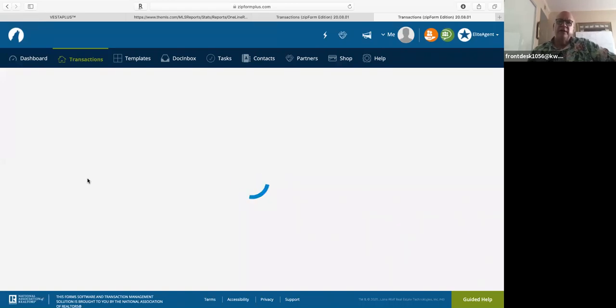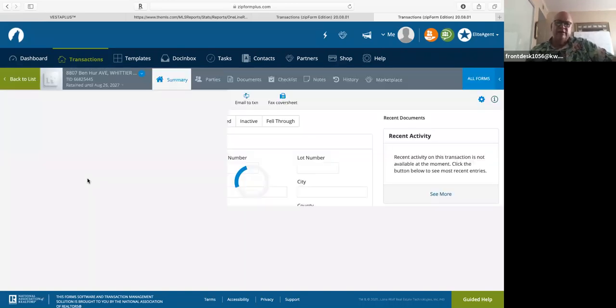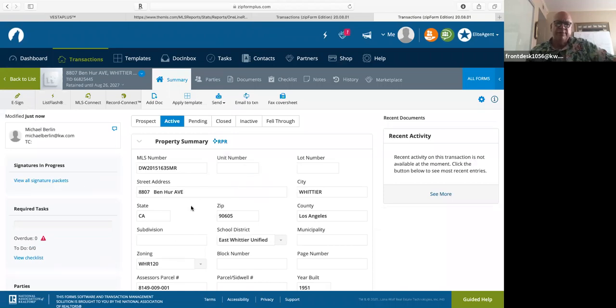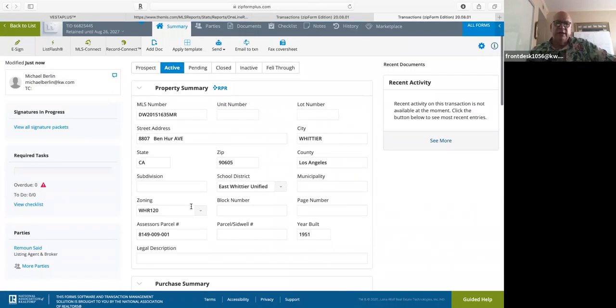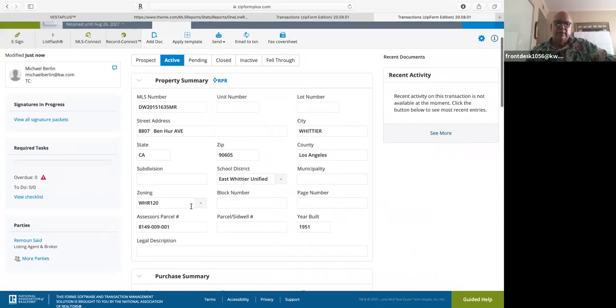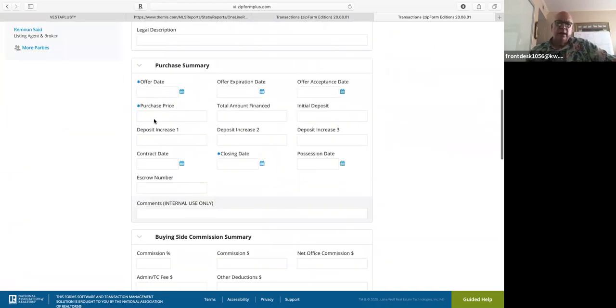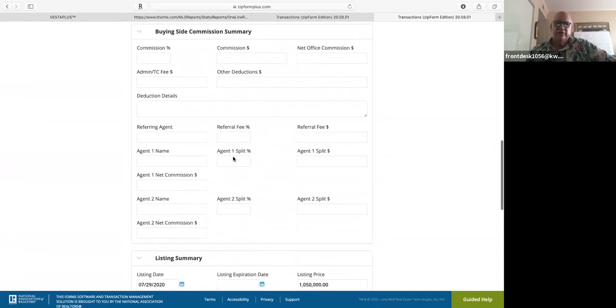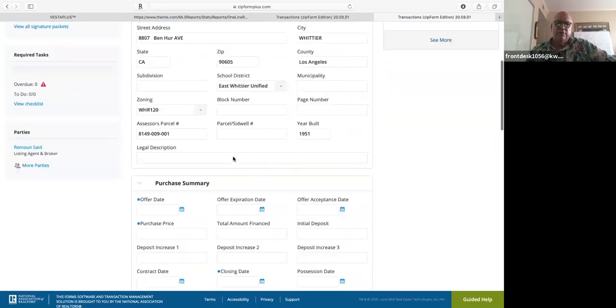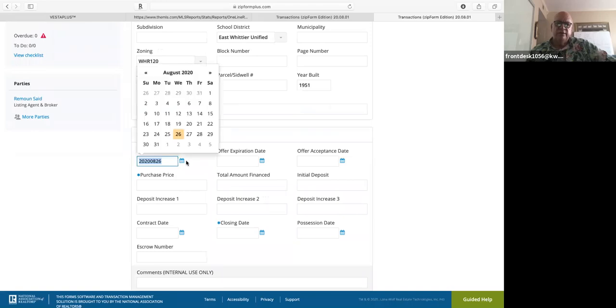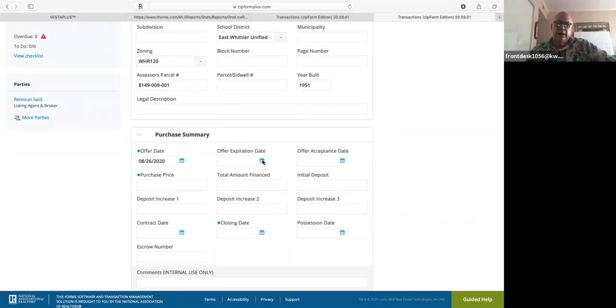So the nice thing about using the MLS link is that it's supposed to pull in all the information for the property. So you can see now we have a summary sheet, and it pulled in the MLS number, the street address, various information, the parcel number. I'm going to go ahead and start filling in this front sheet because this will be data for the offer. So the offer is being made today. The expiration date is tomorrow. The purchase price is going to be $1,080,000.